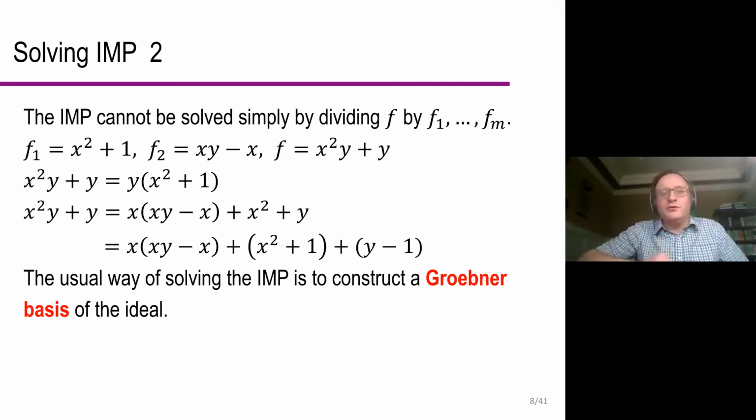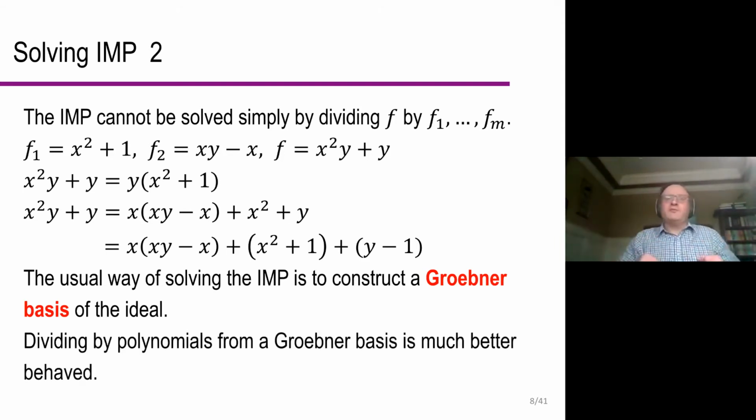Okay, so I don't want to go into details here, but if we have a Gröbner basis, we can just divide our given polynomial by the basis polynomials, and if we get 0 in the end, then the polynomial belongs to the ideal. If we don't get a 0 in the end, the polynomial doesn't belong to the ideal. So one of the standard ways of solving the IMP is to construct a Gröbner basis and do all this division with the Gröbner basis.